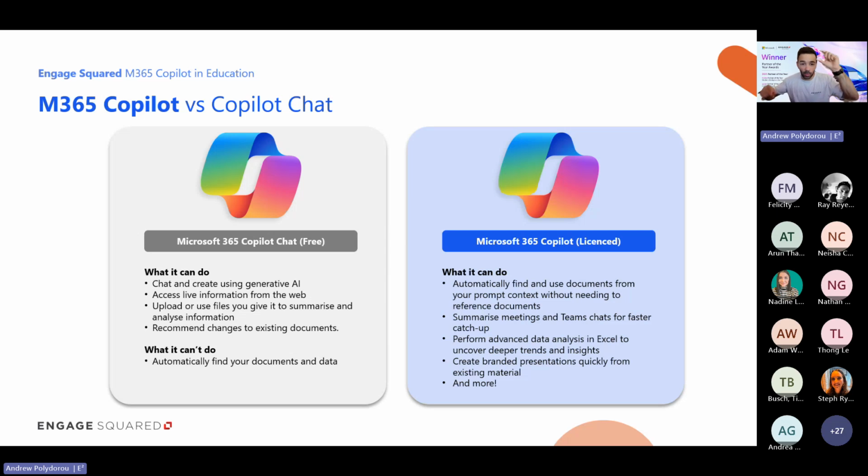So like I said, if you don't see the Work Web toggle, you're on the free version. If you do see the Work Web toggle, you're on the licensed version, just so you know which tool to use when.